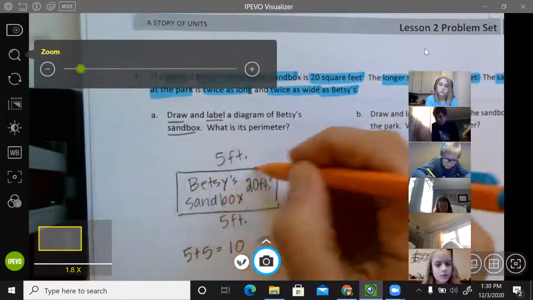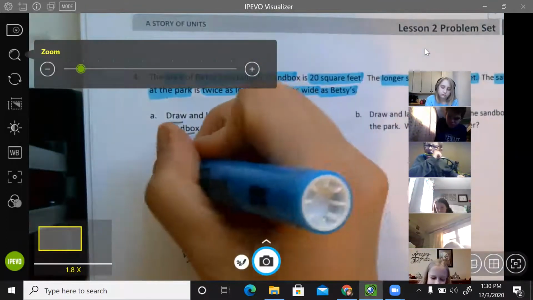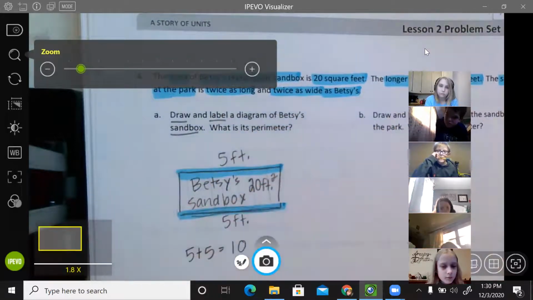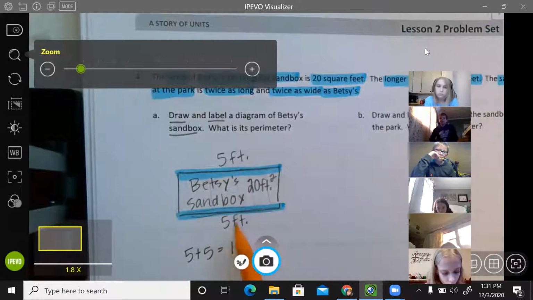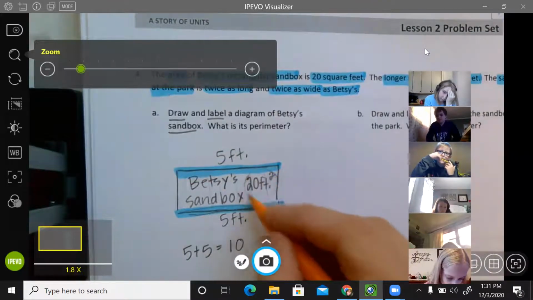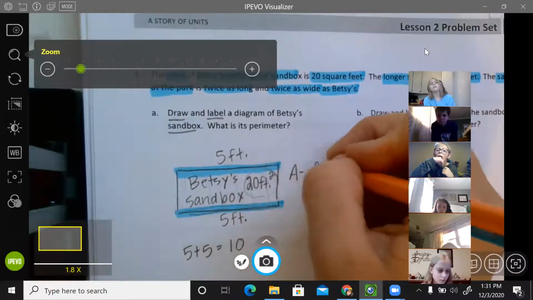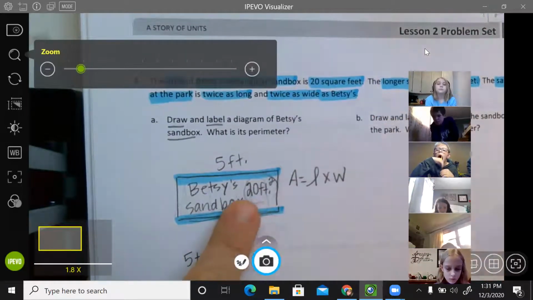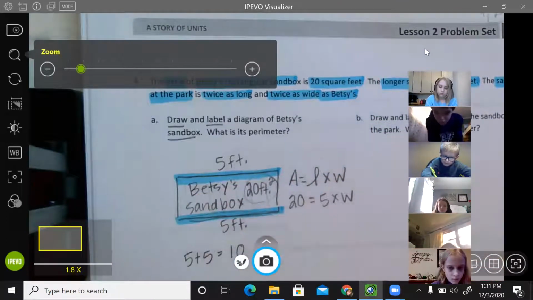So I have the length of both of my sides. What am I missing? So far I put wood on this side of my sandbox and this side of my sandbox. What else do I still need to do? The width. Very good. So if I know this takes up 10 feet, I need to figure out what the width would be. So how could I do that, Reese? If I know that the area is 20, so if I look at my formula, area equals length times width. I know that my area is 20 and my length is 5. So now I have to figure out this big question mark here, this W.